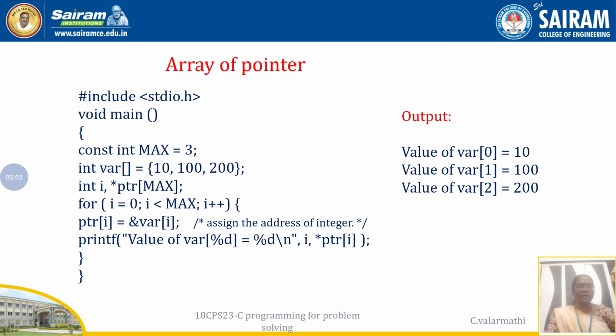So what I have used here is max equal to 3, that is some maximum count I have maintained. Then the same int variables, the same content only I am keeping here, 10, 100, 20. Then int *ptr[max]. Here I have used an array of pointers, that is called an array of pointers, a pointer array with the size of 3.